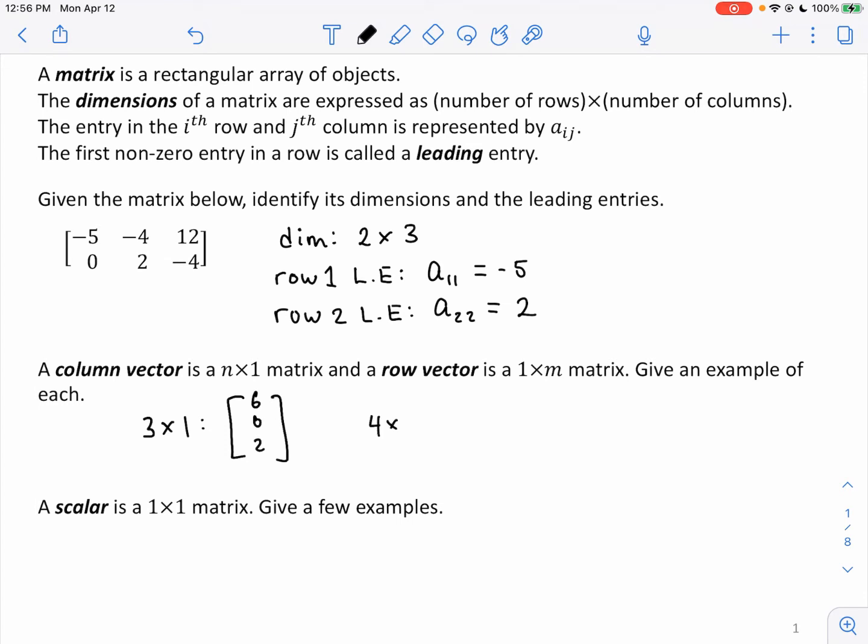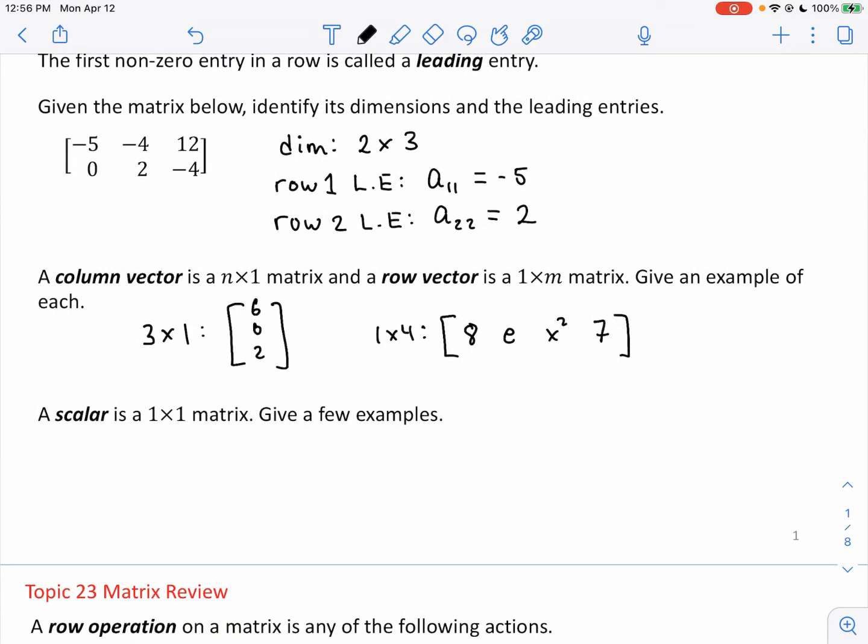And then let's do a 4 by 1 row vector as an example. Oops, I wrote that wrong. That should be a 1 by 4. 1 row, 4 columns, and here's our row vector. And any numbers here. You can even put variables. You can put x squared as an entry, 7. So this would be an example of a 1 by 4 row vector.